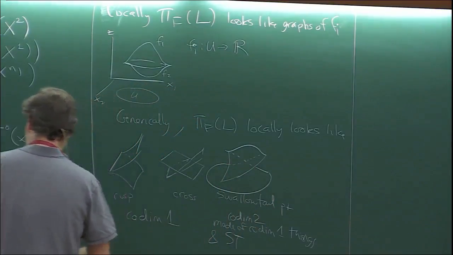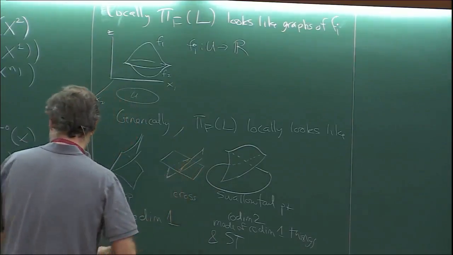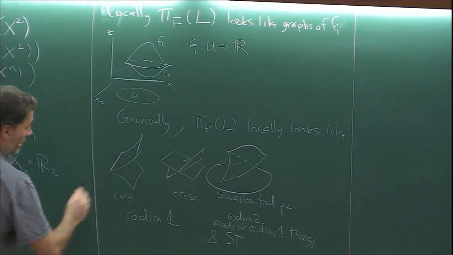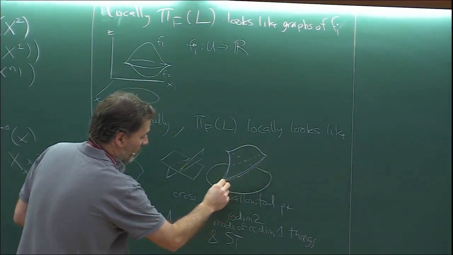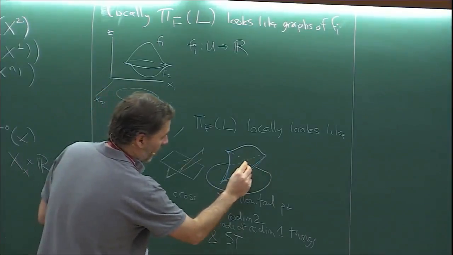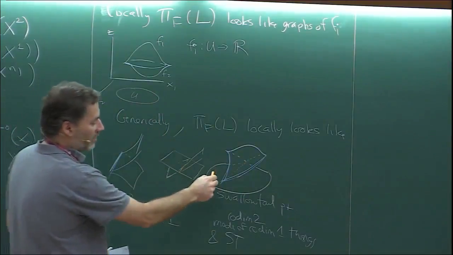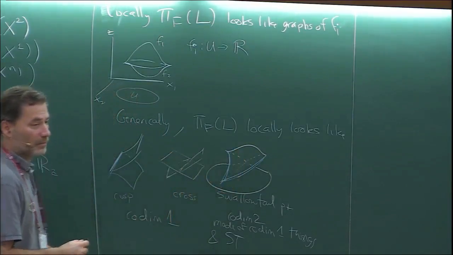So maybe I should use different colors for the crossing. Okay, so here's the crossing. And the cusp, I'll use blue. Here's a cusp. So here I have a cusp coming in, and a cusp coming in, and a crossing of the 2 sheets below that you can't quite see. So there's 3 sheets involved. Here I just have 1 sheet, and above here I have 1, 2, 3 sheets.